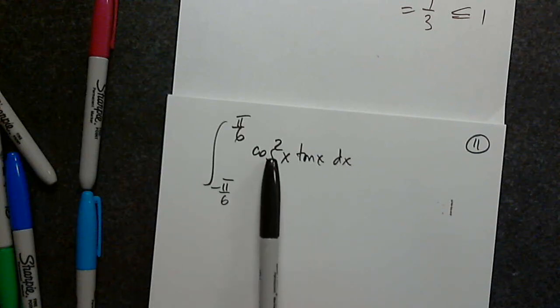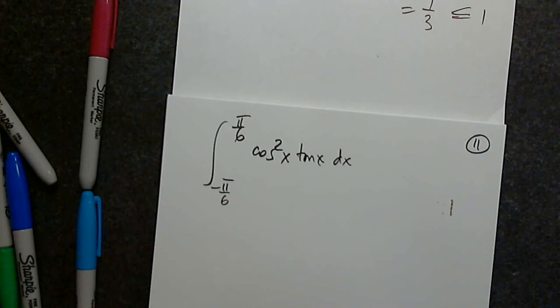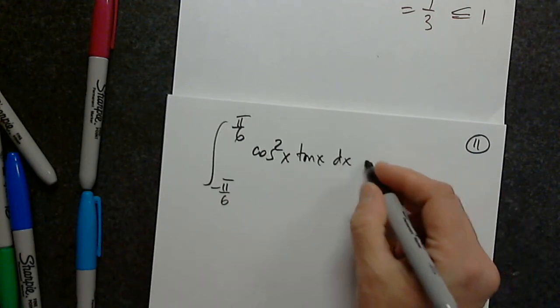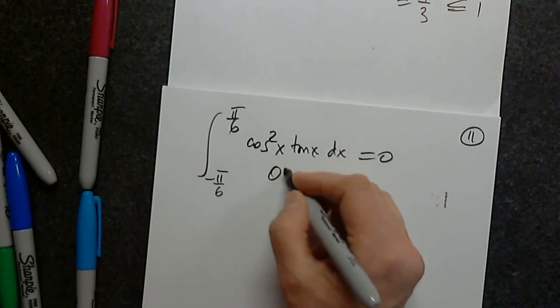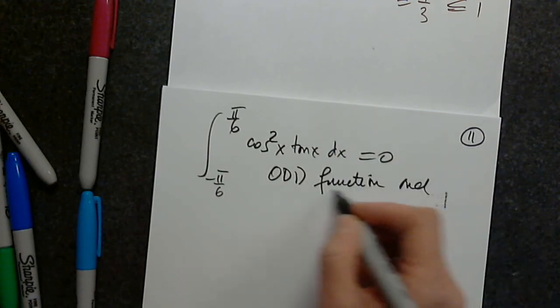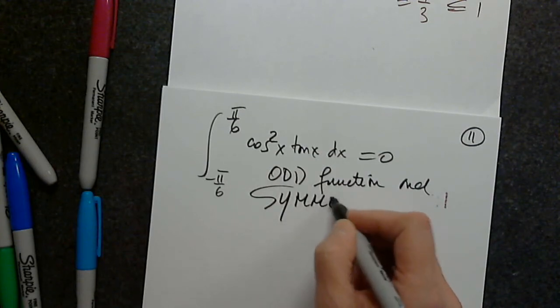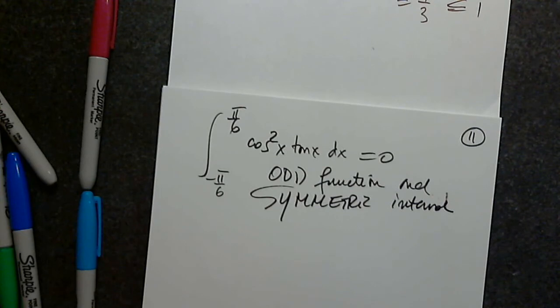So cosine is always even, tangent is always odd, the whole thing is odd, so the answer is 0. But I have to write y. So odd function and symmetric interval. Just writing 0 is not good enough.